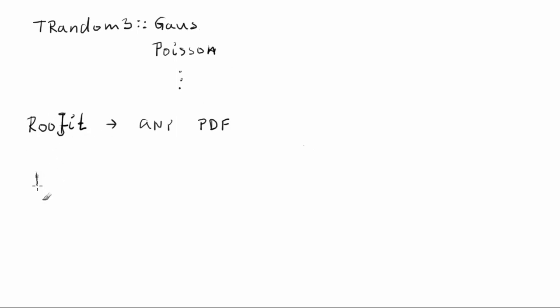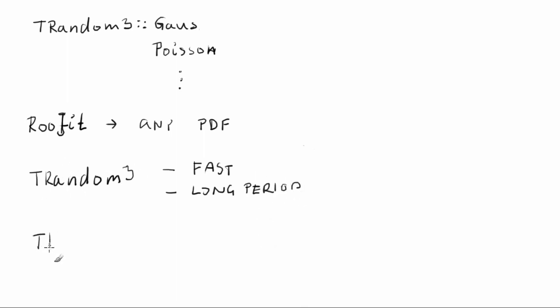In ROOT, there are many random generators. TRandom3 is a good choice because it's quite fast and has a sufficiently long period for most use cases. Make sure that you do not use the generator implemented in the class TRandom, as it has too short a period for all but the most simple applications.